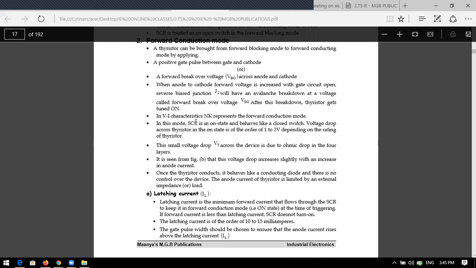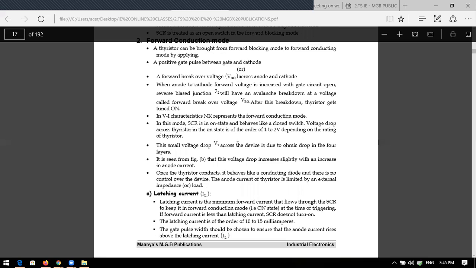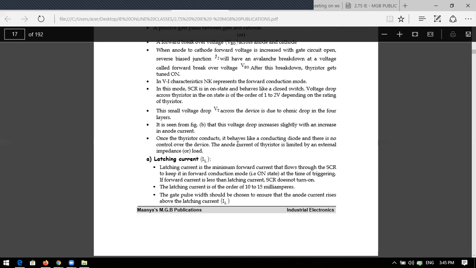What will happen in the VI characteristics? You can see N to K, which you can call the forward conduction mode or on state. Why is it the on state? Because it behaves like a closed switch. The voltage drop across the thyristor in the on state is of the order of 1 to 2 volts, depending on the rating of the thyristor. The small voltage drop Vt across the device is due to the ohmic drop in the 4 layers. So the voltage drop increases slightly with an increase in the anode current. When the thyristor conducts, it behaves like a conducting diode and there is no control over the device. The anode current of the thyristor is limited by an external impedance or load.